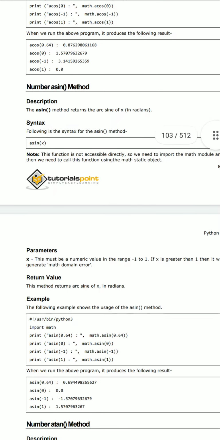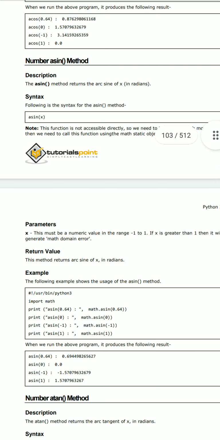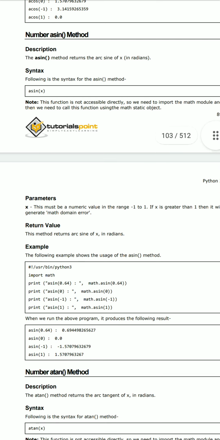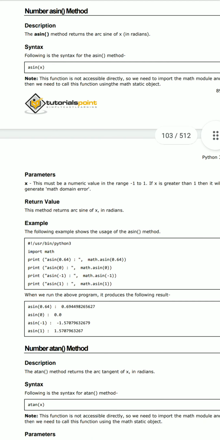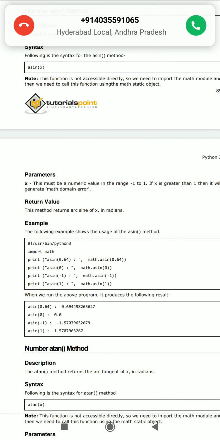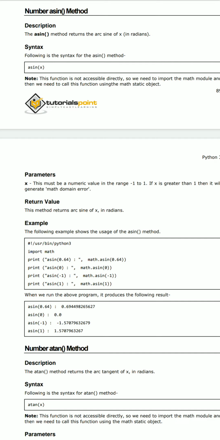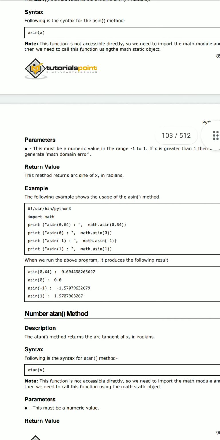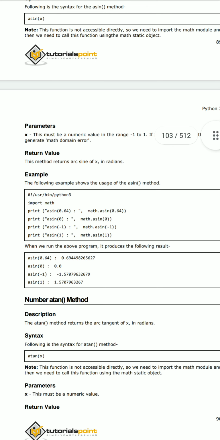And we have another method, the asin method, which is the arc sine of x. Here x is a parameter, so we can pass values to it. The parameter x must be a numeric value. It returns values in the range -1 to 1. Here we can use asin of 0.64. It returns the value 0.69, and asin of -1 would be -1.57.